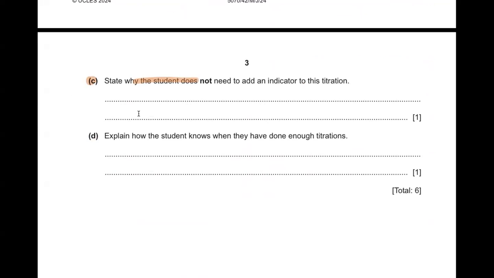Now, part C, state why the student does not need to add an indicator to this titration. Because the potassium manganate solution changes the color. It's purple and it goes colorless. So at the end, the solution turns pink. It turns pink because all of the iron 2 has been oxidized and all of the manganate has been used up. So when the next drop enters the solution in the flask, there is no more iron to react with it. So it doesn't react, instead it just diffuses. So the purple color diffuses and as a result, we will get the pink color.